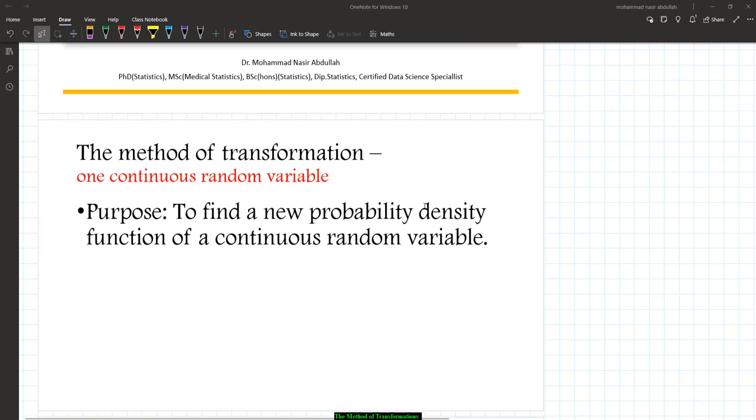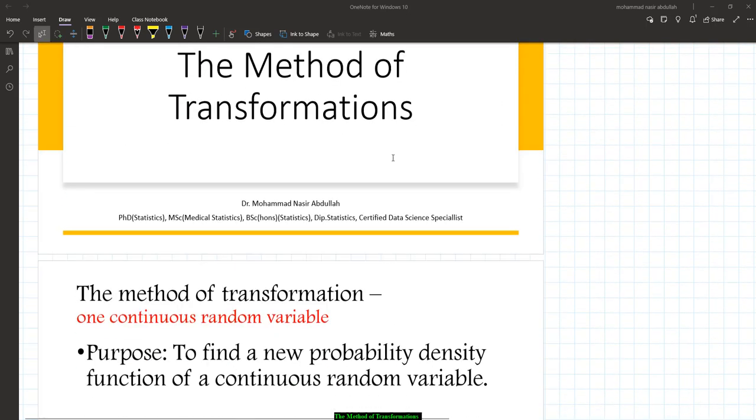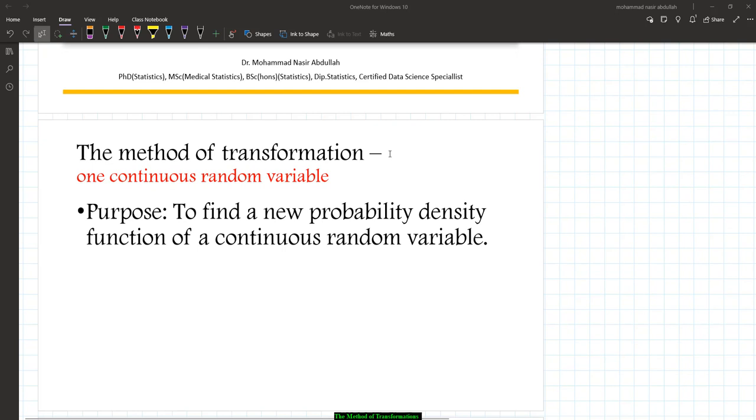Right, so the method of transformation is the second method that we're going to look at. So let's look at the first one. We're going to focus on one continuous random variable and another one is joint continuous random variable. So for the first half of the subtopic, which is one continuous random variable, the purpose is to find a new probability density function for a continuous random variable. Same objective as the previous topic, the distribution function. So we want to find a new probability density function of a continuous random variable.